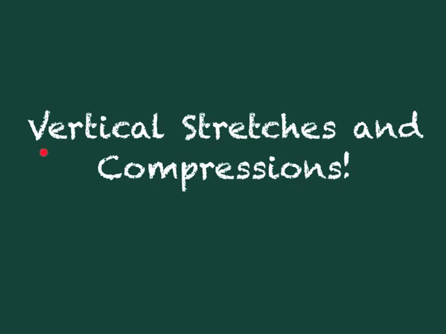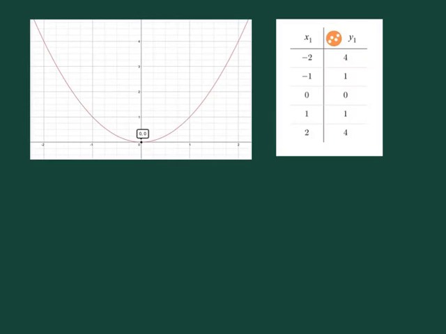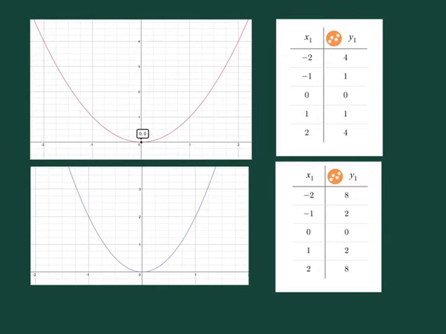Now, let's talk about vertical stretches and compressions. Let's look at this graph of a parabola. But what if, instead of a regular curve, we wanted to make it skinnier? What we would do is called a vertical stretch. As you can see, the parent graph becomes tighter together.